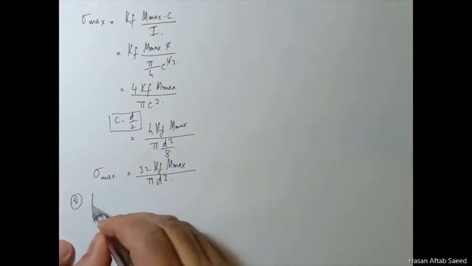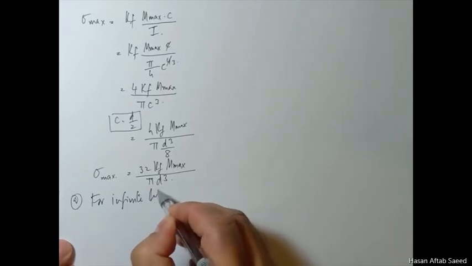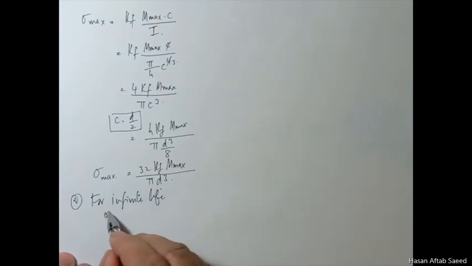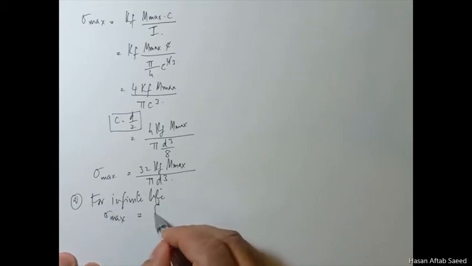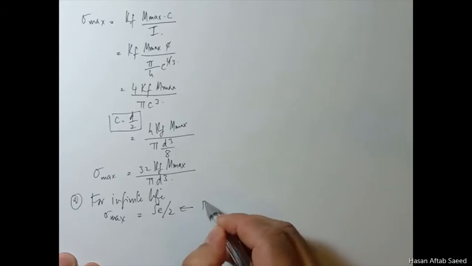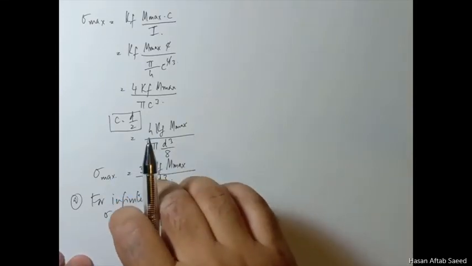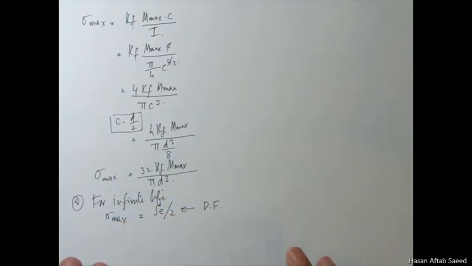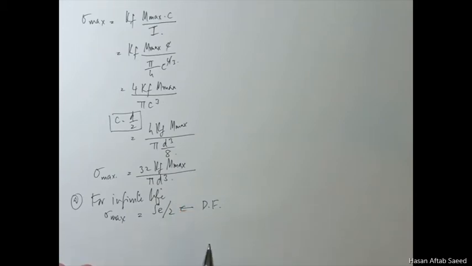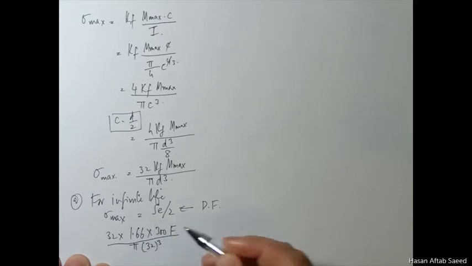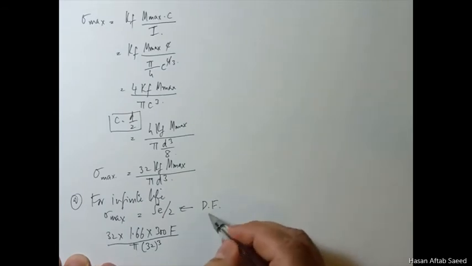A, for infinite life, sigma max, we compare this with endurance limit over 2. This is design factor 2. We are basically reducing the strength further because we are going to have a factor of safety of 2. Basically, we are taking half of the strength. So putting in the values, 32 times Kf, we know 1.66. M max, we know 300. F, pi d, we know 32. We have already converted this from c to d, so it's easy now.